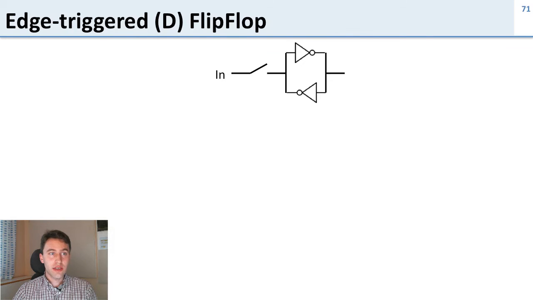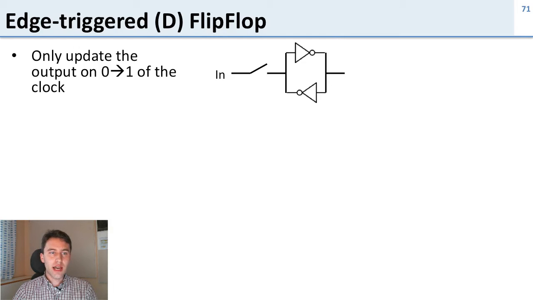So how do we avoid this? Well, we create what's known as an edge-triggered, or a D flip-flop. And this is something that only updates the output when the clock transitions from 0 to 1. That is, when the clock edge rises from 0 to 1, then we change the output.